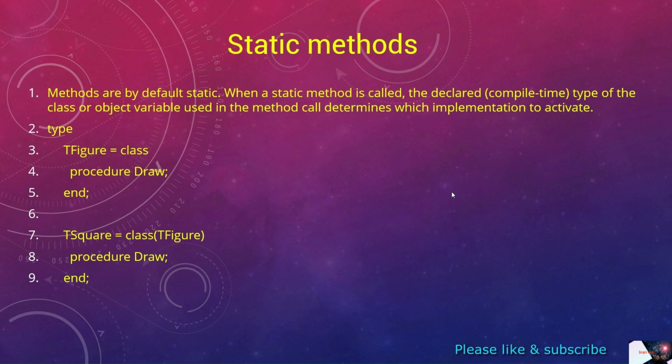Method binding is by default static. When a static method is called, the declared compile-time type of the class or object variable used in the method call determines which implementation is activated. So in static binding, it will determine this by the class variable with which we are creating the object. So here, for example, I have created one TFigure class with a Draw method. I created one TSquare class and we are inheriting the TFigure class here. Okay, the same method, I'm writing the Draw method here.